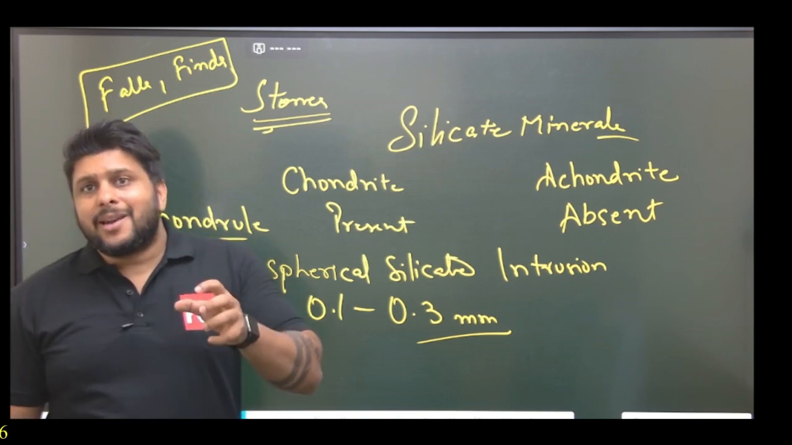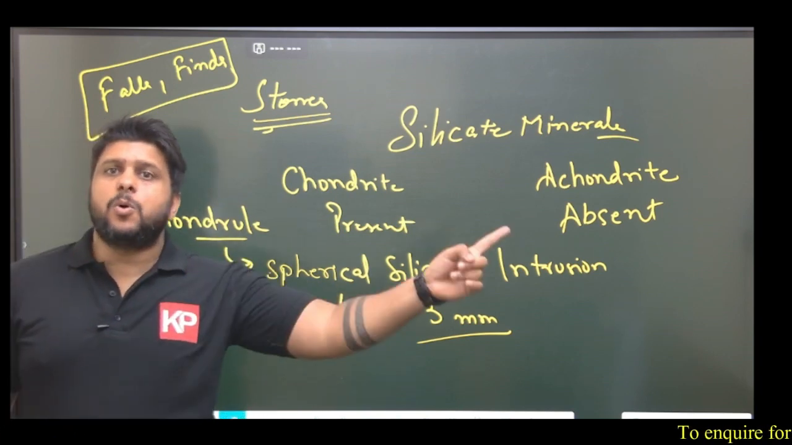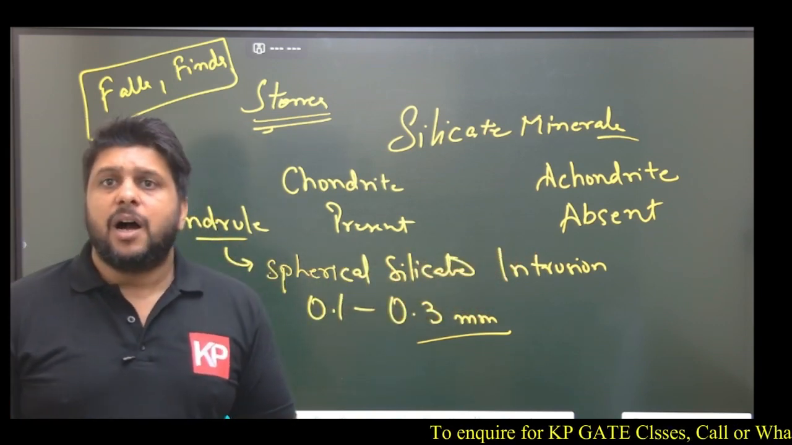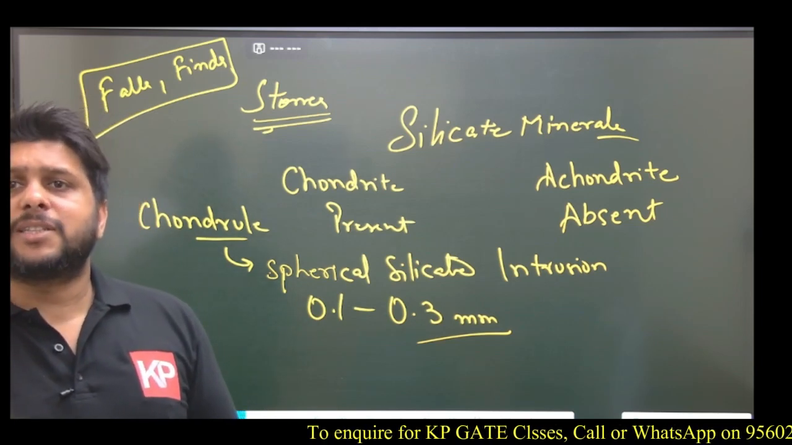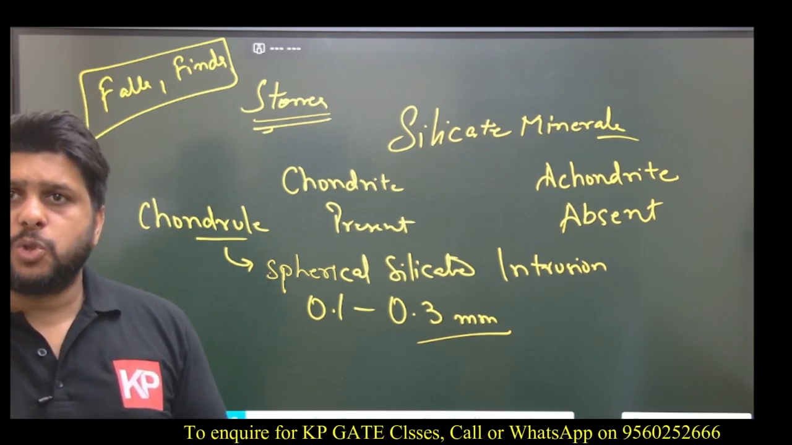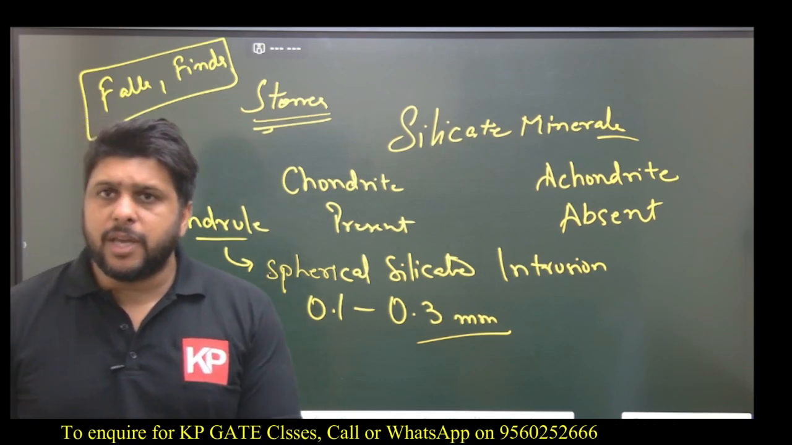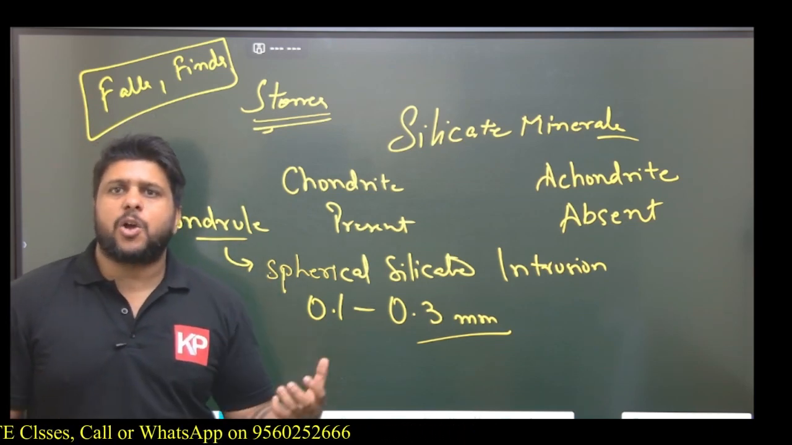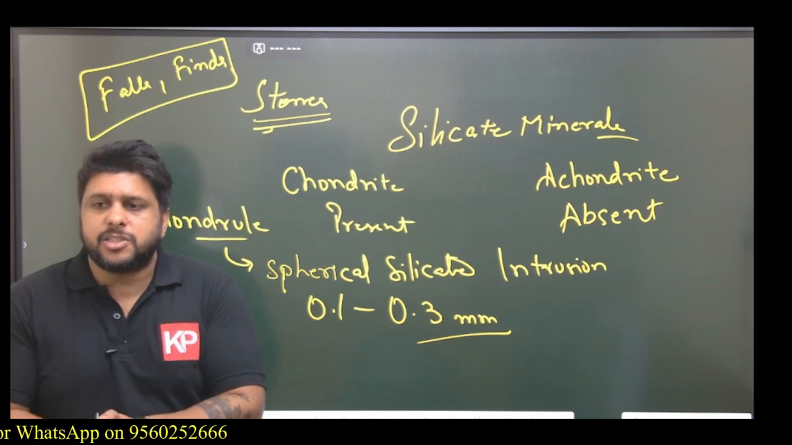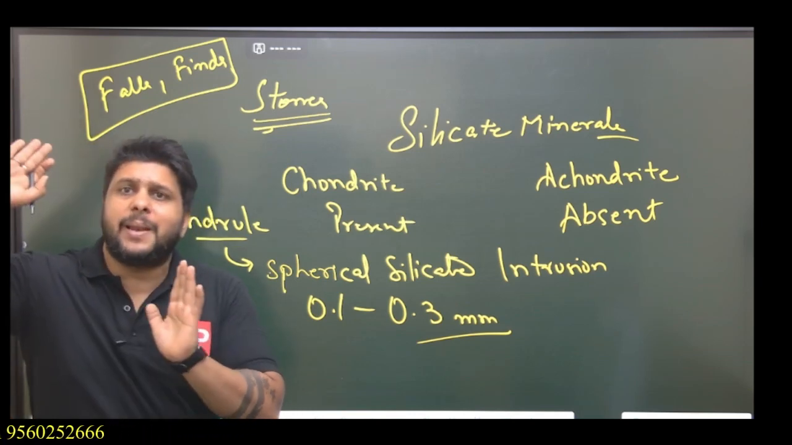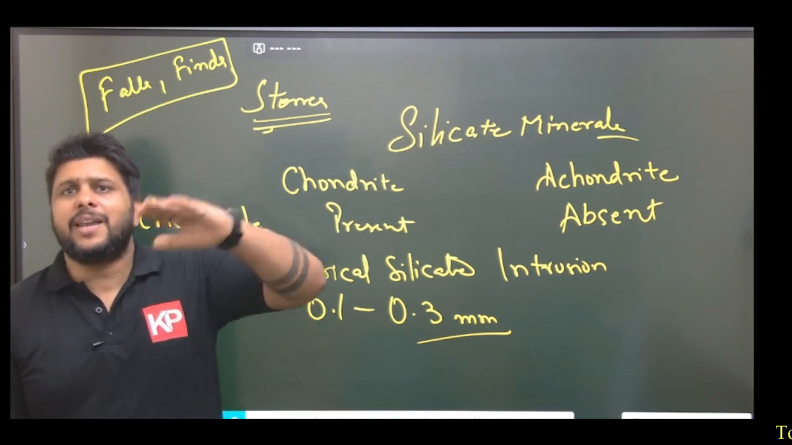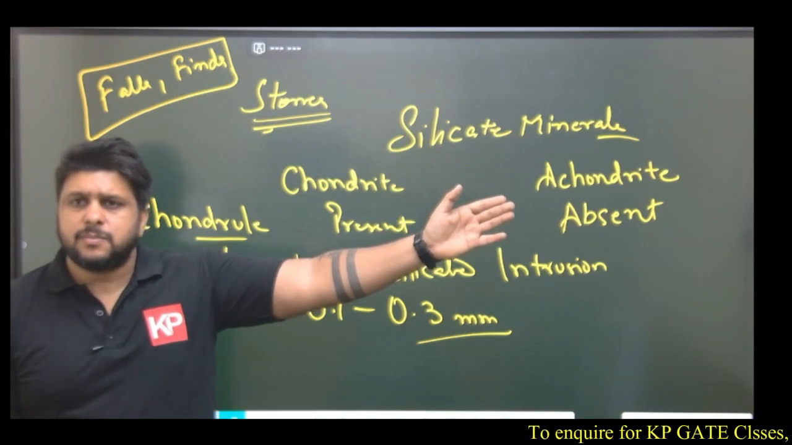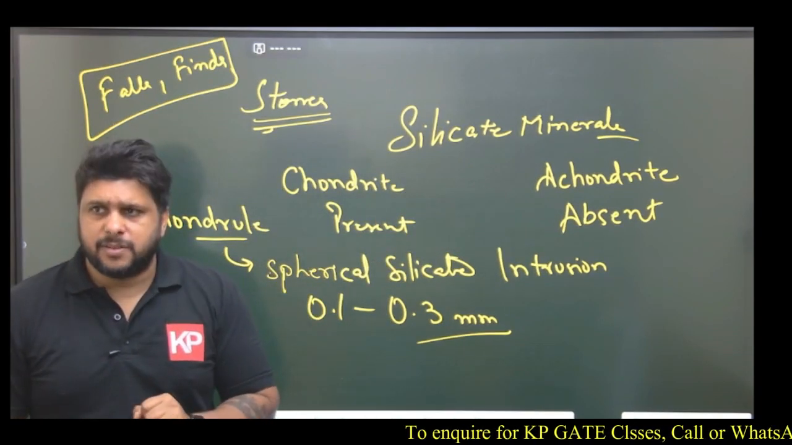So when can rapid cooling happen? During the cooler nebula stage of formation, when a large amount of heat was getting removed from our nebula, so it is representing that stage. Probably it formed after condensation, but before the formation of the planetesimals. So this is representing a very early stage of the development of our universe, so they are considered most primitive.